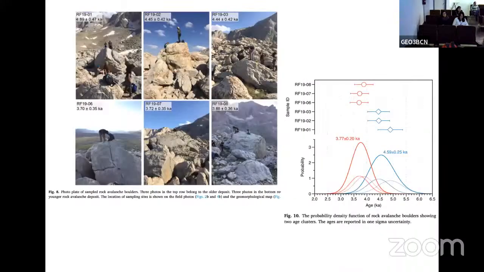I'll show you in a better picture. So these are the blocks, huge blocks. So the two systems are very closely dated. One of them is 4,500 years old, and the other one is around 3,700 years old. So you had two major landslides in mid-Holocene.